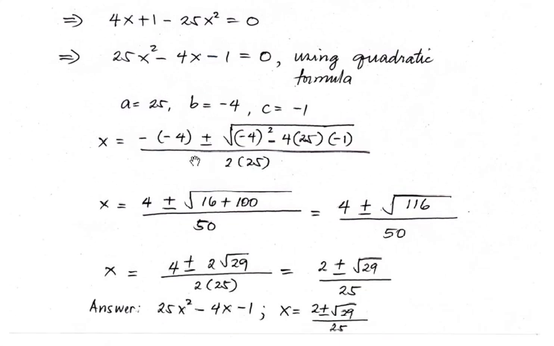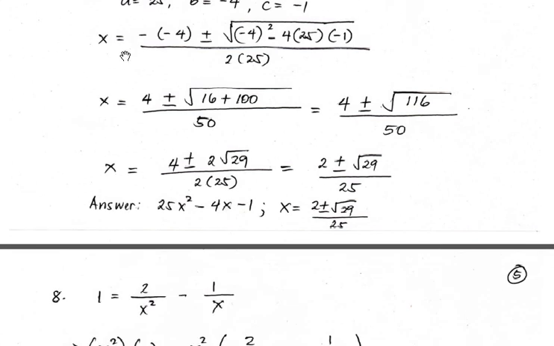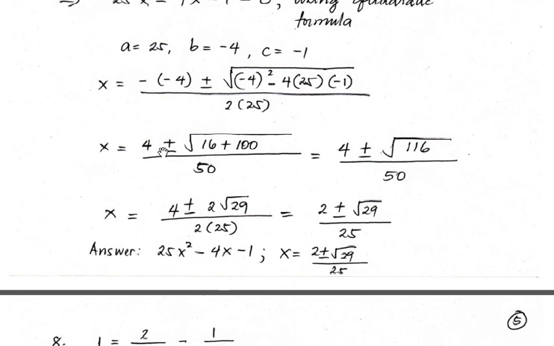x equals minus b plus or minus the square root of b squared minus 4ac all over 2a. We have to identify a as 25, b is -4, c is -1. Plugging in the values, we have x equals negative of -4, that means 4, plus or minus the square root of -4 squared, that's 16, then -4 times 25 times -1, we have positive 100, all over 2 times 25, that's 50.